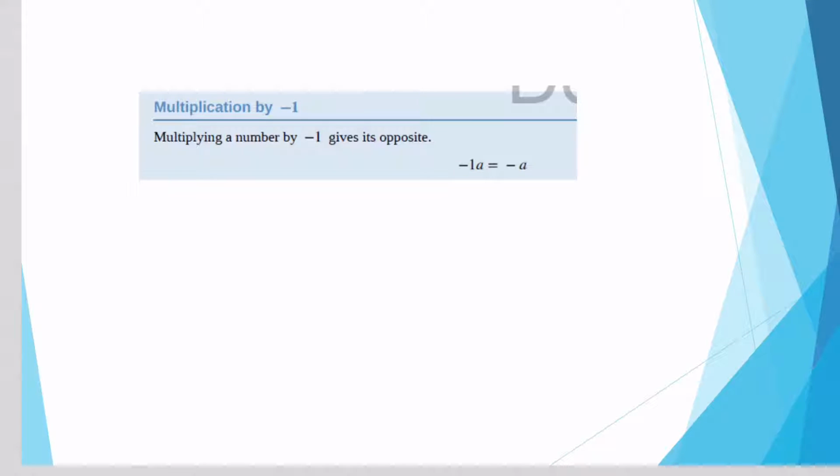Okay, anytime you multiply a number by negative 1, you get the opposite of the number. So if I multiply 8 times negative 1, I get negative 8. If I multiply negative 10 times negative 1, I get positive 10. So multiplying by negative 1 gives you the opposite of that number.